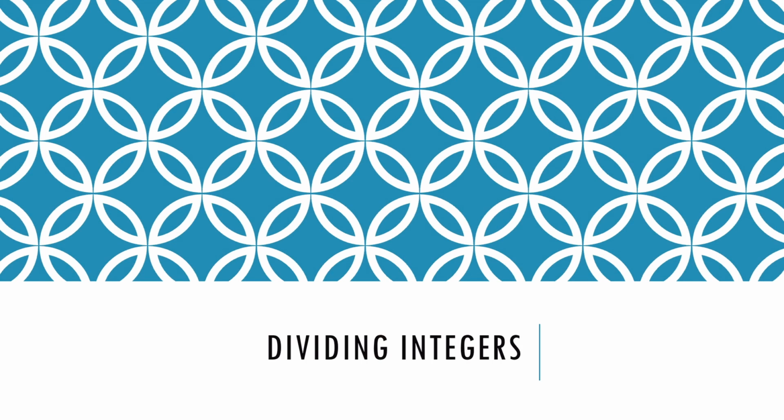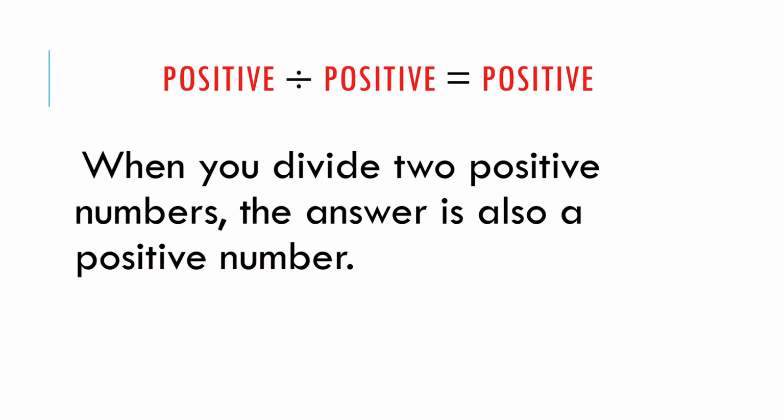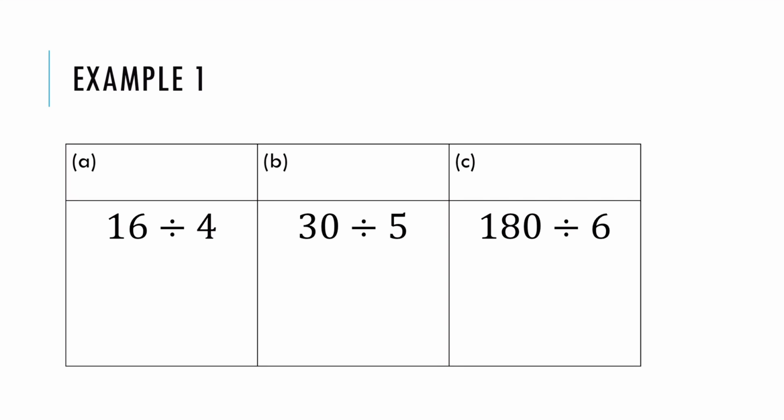Okay, so on to dividing integers. Now the same rules apply for dividing. If you've got a positive number and you divide it by a positive number, the answer is also positive. So 16 divided by 4 would give me positive 4. 30 divided by 5 would give me positive 6. And 180 divided by 6 would give me positive 30, since 6 goes into 18 3 times.